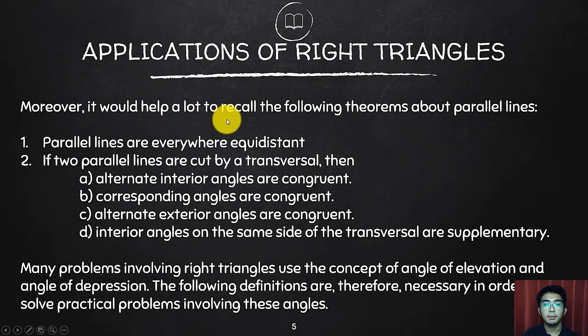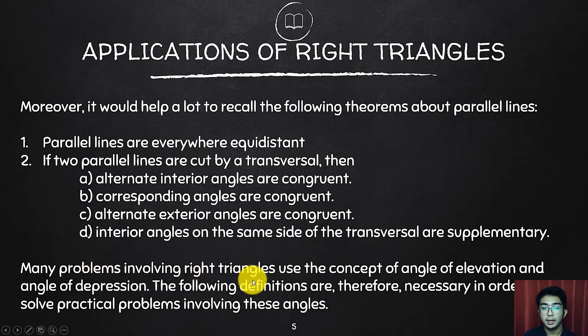Moreover, it would help a lot to recall the following theorems about parallel lines. Parallel lines are everywhere equidistant. Parallel lines are lines that do not intersect. So two vertical lines are parallel lines because they will not intersect each other. If two parallel lines are cut by a transversal, then alternate interior angles are congruent, equal. Corresponding angles are congruent. Alternate exterior angles are congruent. Interior angles on the same side of the transversal are supplementary.